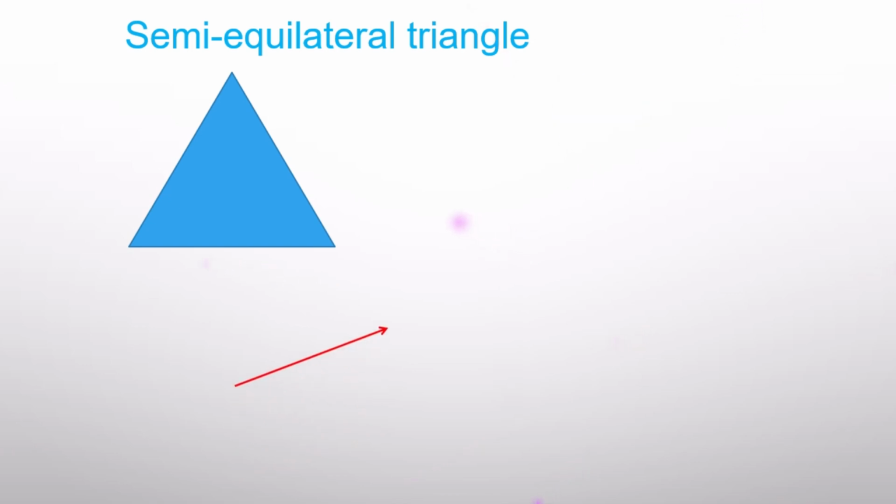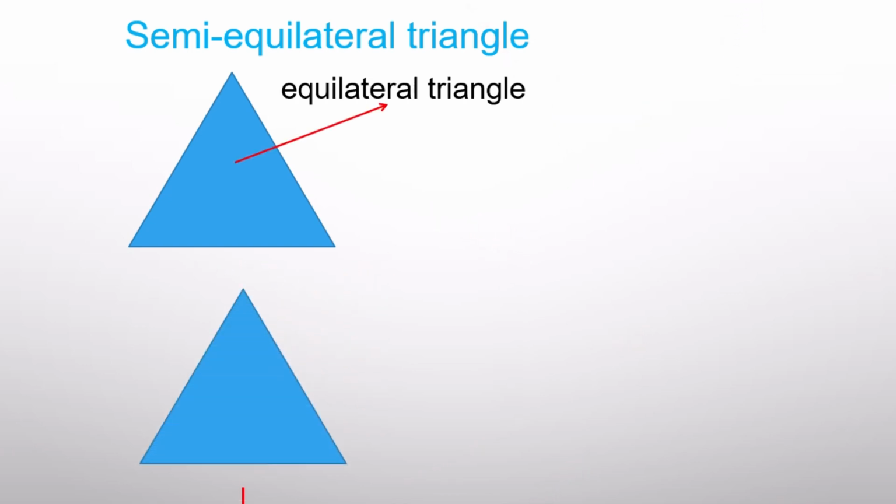We draw the perpendicular from a vertex to the opposite side. This height divides the triangle into two triangles. Each triangle is called a semi-equilateral triangle. And these two triangles are congruent. So here we have a semi-equilateral triangle.